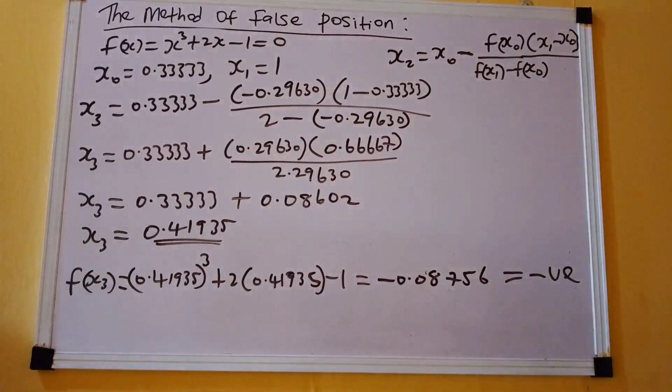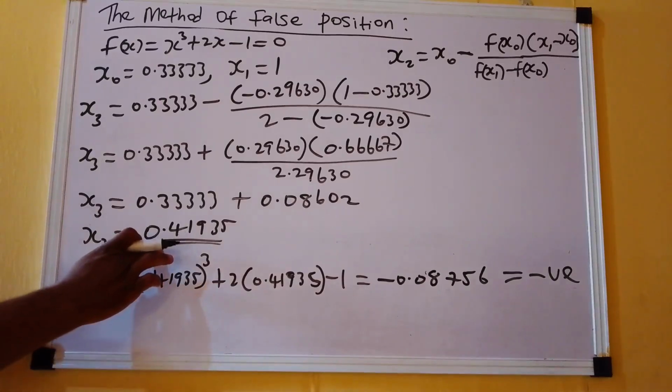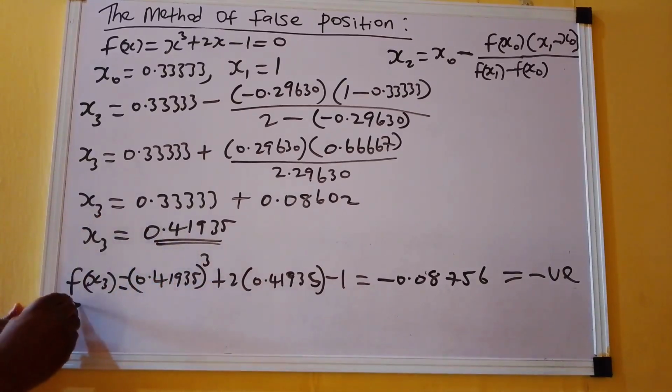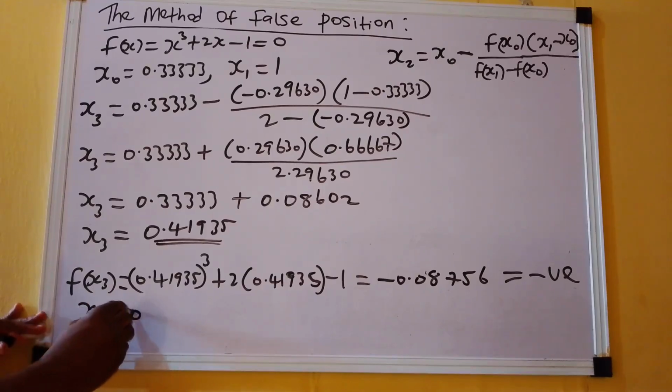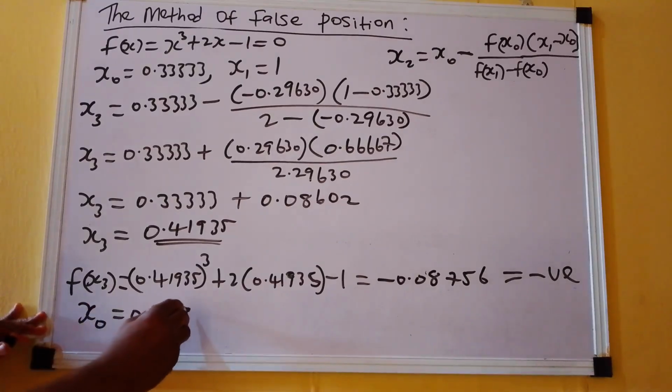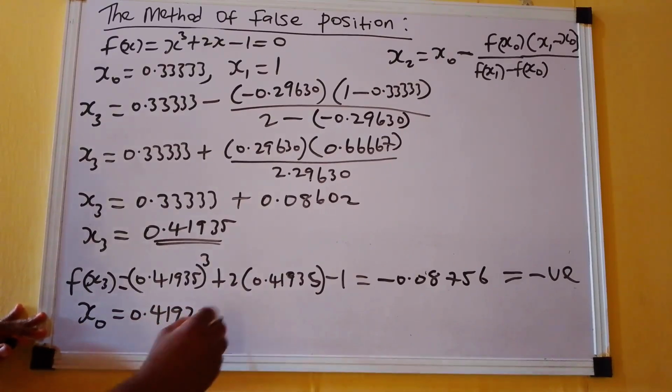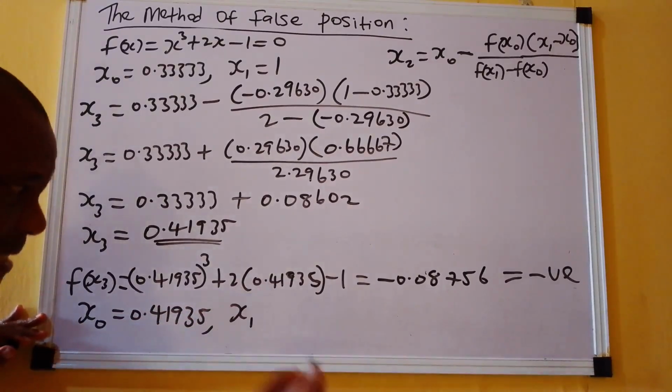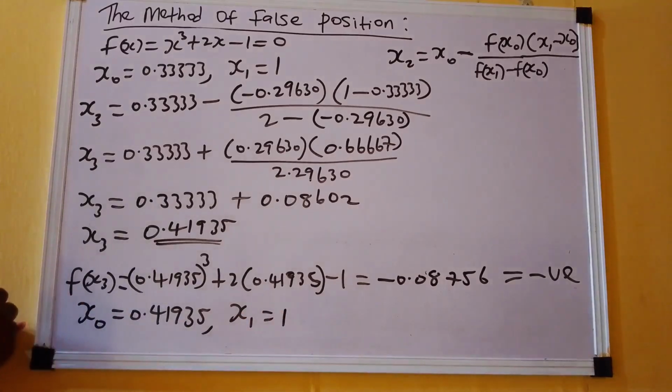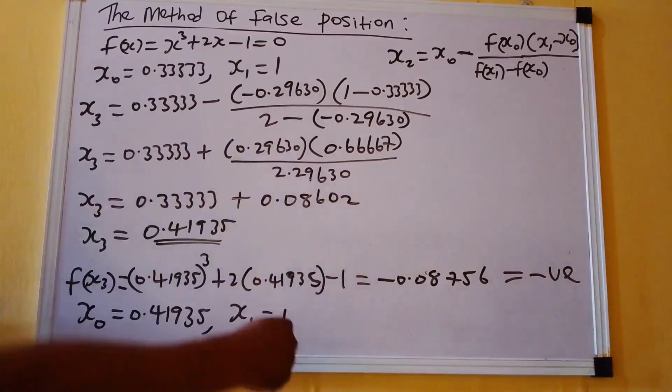Anytime we have negative, x0 is replaced. Anytime we have positive, x1 is replaced. Now since it is negative, our x0 will be replaced. This value for x3 will now replace our x0. Our new x0 will now be 0.41935. Then our x1 will be retained and it remains 1. So our x1 remains 1.